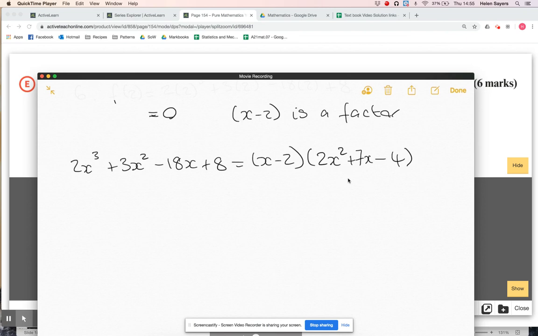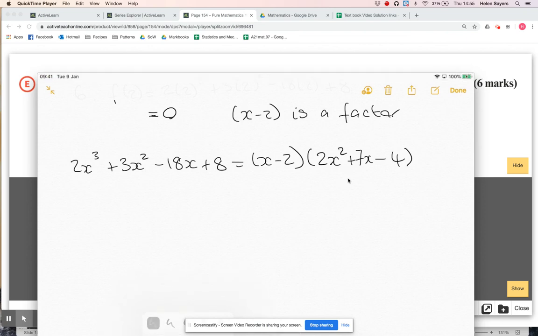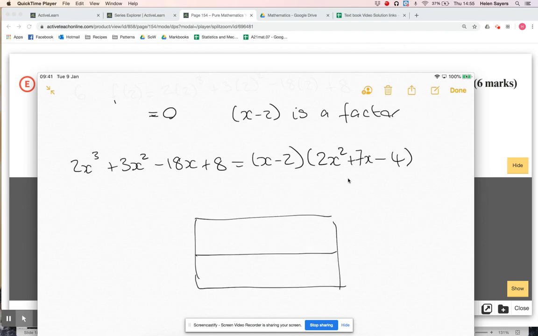So that's not quite finished because I need to check if this factorizes, but just in case you're not really happy with that process, you do have an alternative that you might have been using, which is perfectly fine, and that's the reverse grid method. So I'm doing this cubic divided by x minus 2. So I know it's going to give me a quadratic.